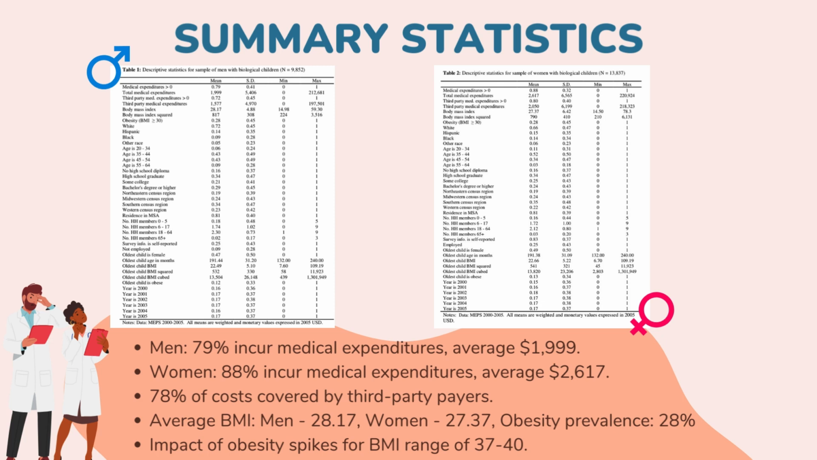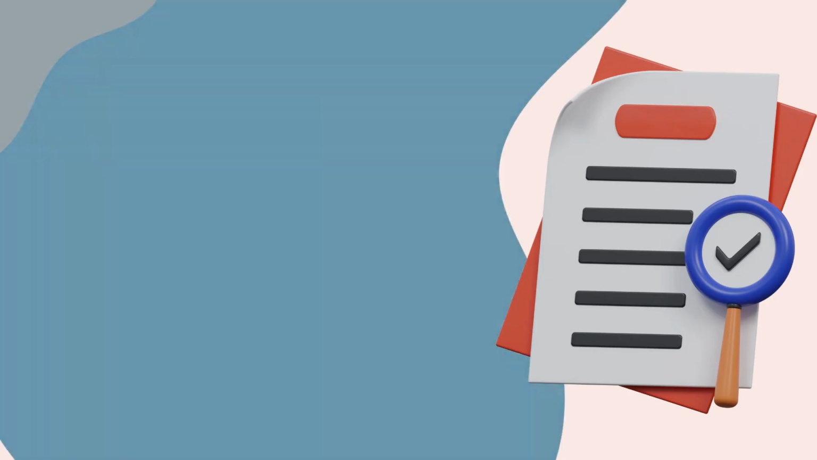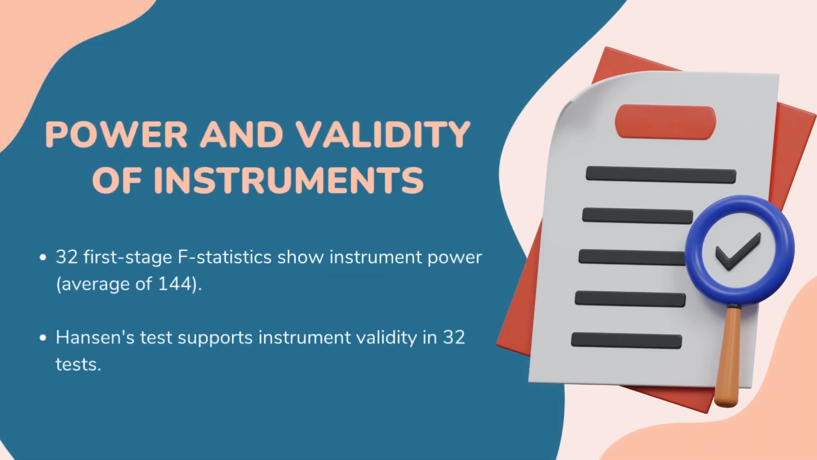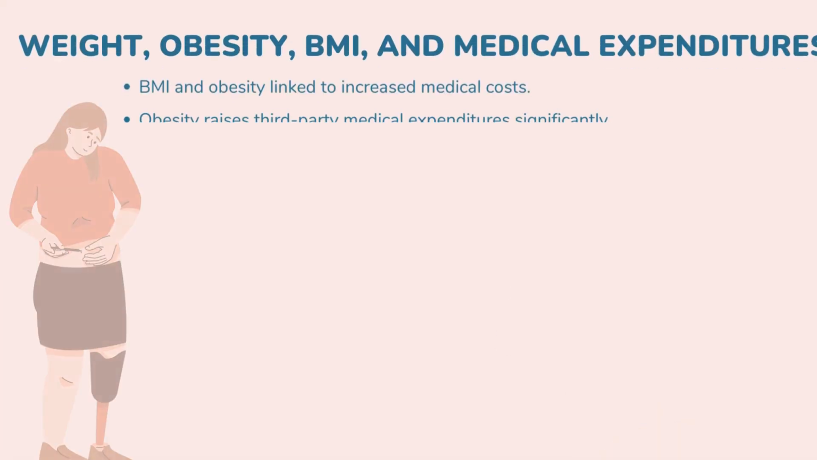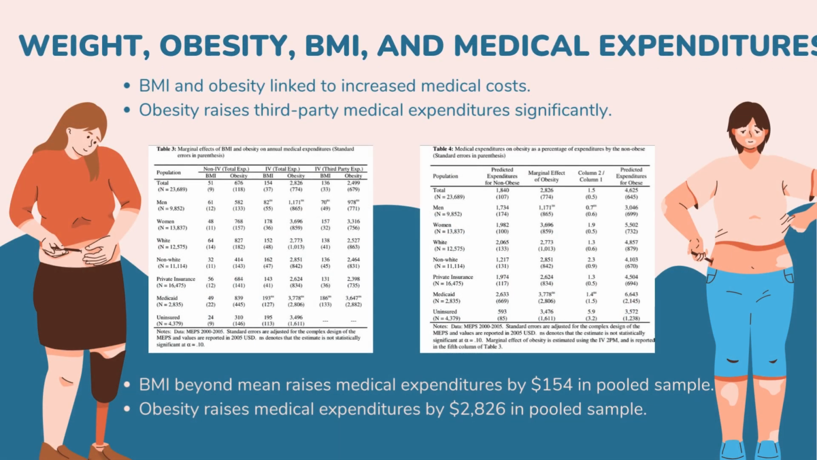The impact of obesity spikes in the BMI range of 37 to 40. Power and validity of instruments: 32 first-stage F statistics show instrument power at an average of 144, and the Hansen's test supports instrument validity in 32 tests.